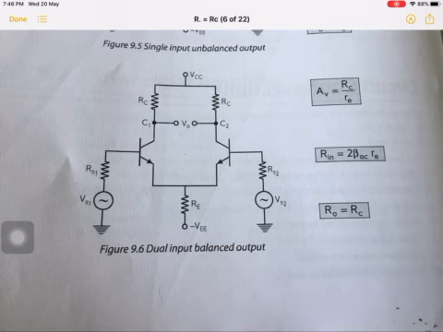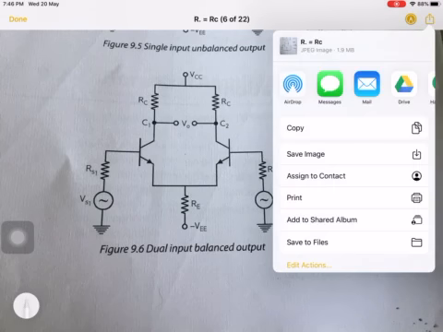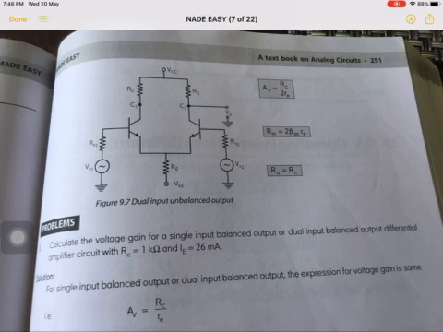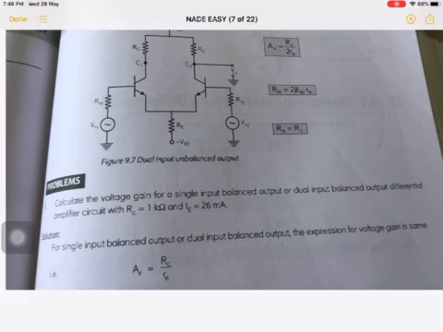Another is dual input balanced output. This is the circuit that we use for op-amp. So for op-amp purposes, we use dual input balanced output. And one more is dual input unbalanced output circuit.